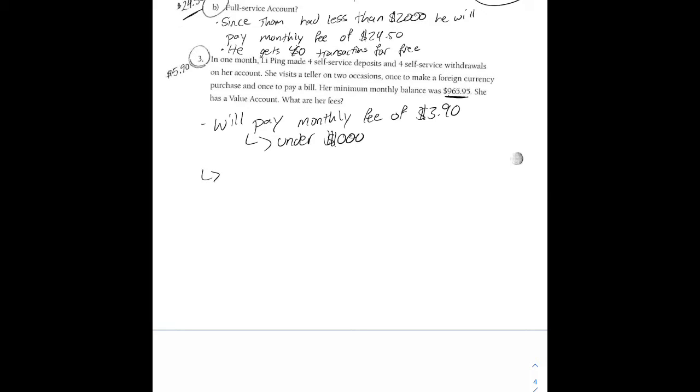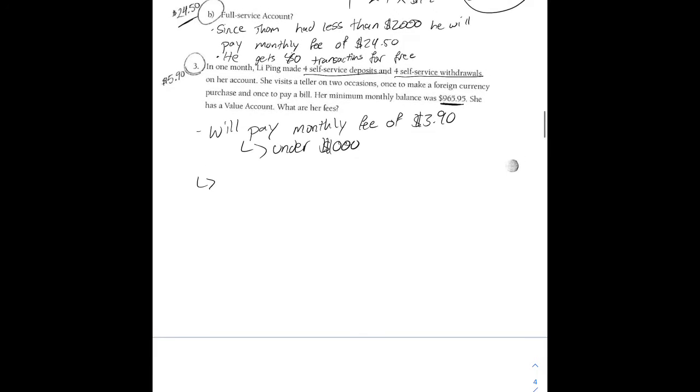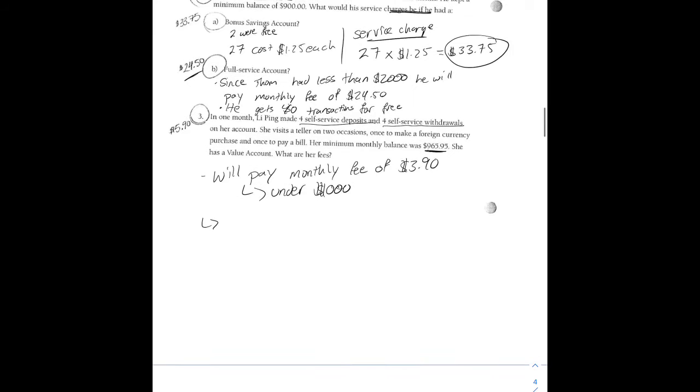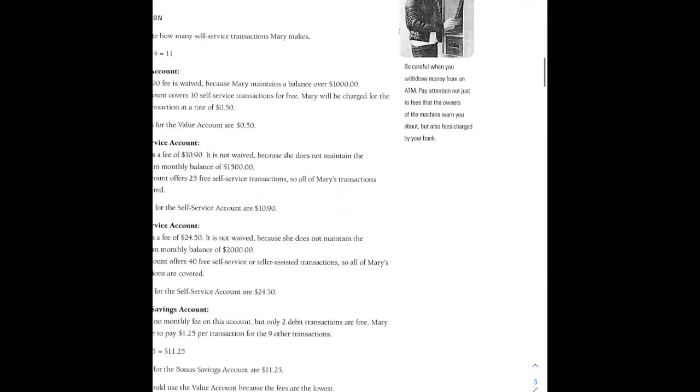Now, she made 4 self-service deposits and 4 self-service withdrawals. So if we go up here, that's a total of 8 self-service transactions. Let's see how many for free she gets. So in a value account, she gets 10 self-service transactions. So she actually doesn't have to pay any of that, which is great.